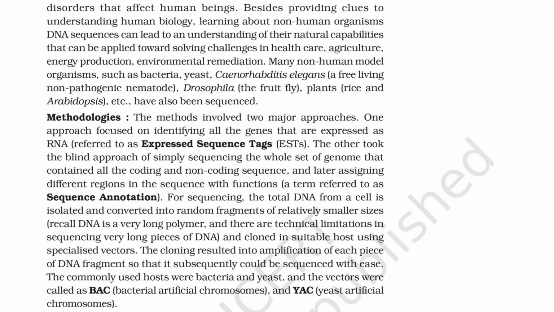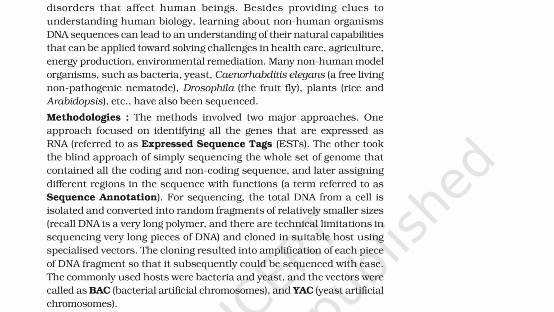Methodologies. The methods involve two major approaches. One approach focused on identifying all the genes that are expressed as RNA, referred to as expressed sequence tags. The other took the blind approach of simply sequencing the whole set of genome that contained all the coding and non-coding sequence, and later assigning different regions in the sequence with functions, a term referred to as sequence annotation.